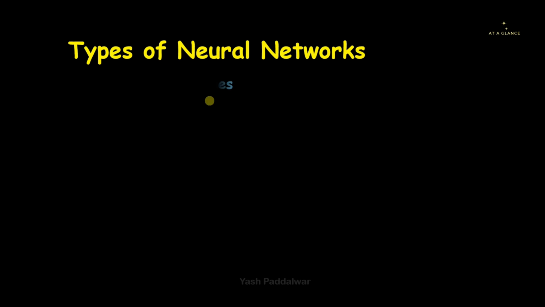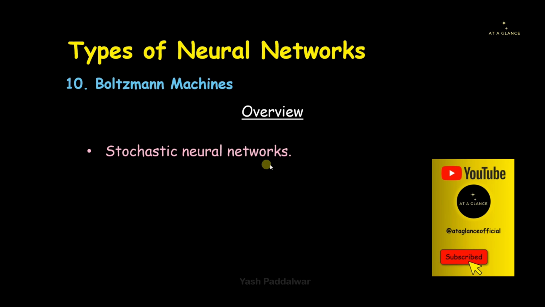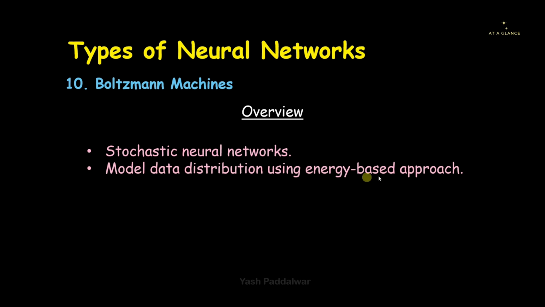Now let's move on to the last neural network, the 10th type of neural network, that is called Boltzmann machines. Let's have an overview of this. So Boltzmann machines are stochastic neural networks. It means it incorporates randomness in its computations. It uses a special type of approach called an energy-based approach, which is used to model data distribution. So I hope the overview of Boltzmann machines is clear to you all.